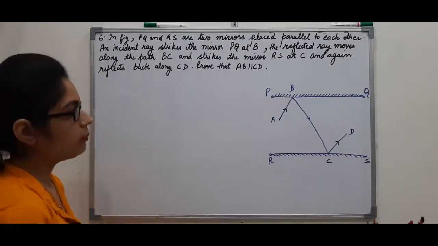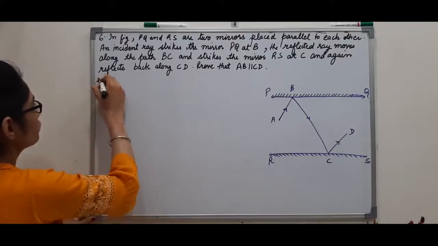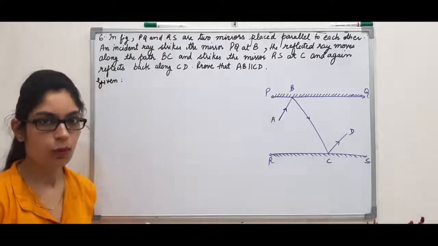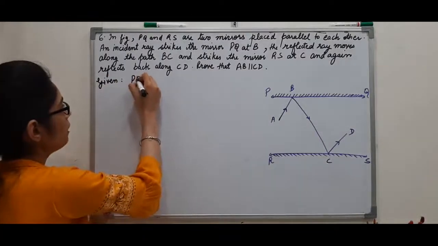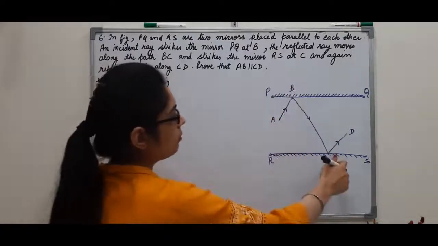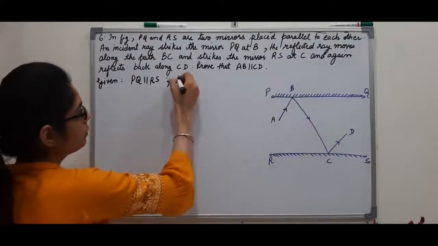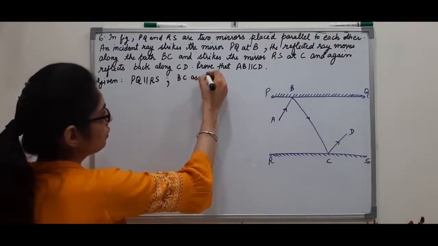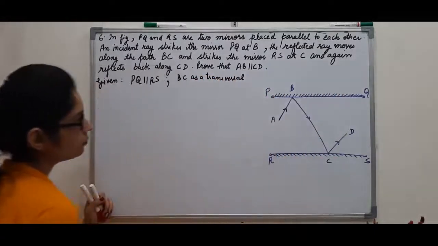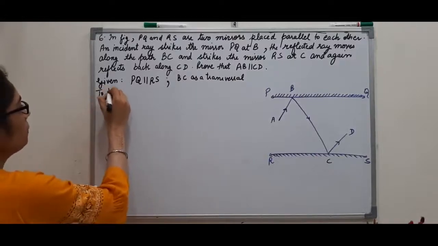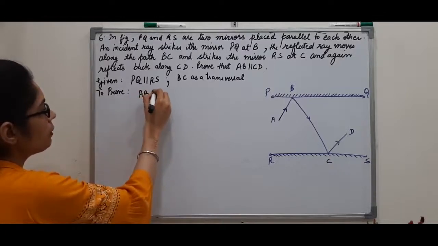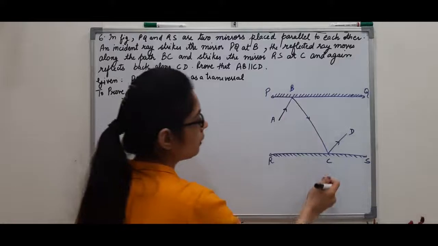So in the given we can mention, we'll take these two mirrors as these two parallel lines. So we can write PQ is parallel to RS. Here we will take BC as a transversal for these two lines. Now we have to prove that AB is parallel to CD.